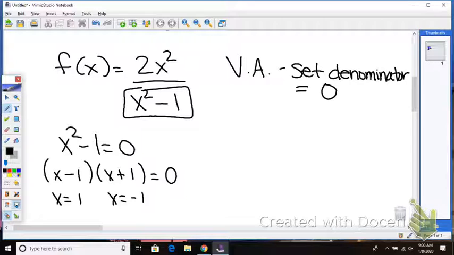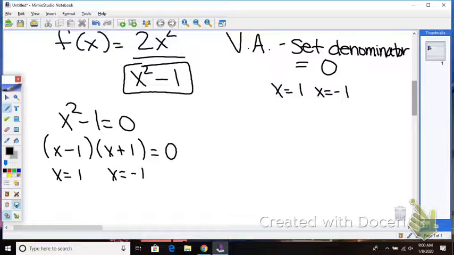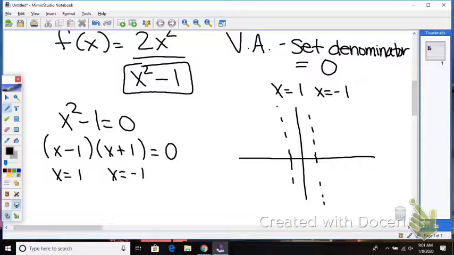So my vertical asymptotes, I actually have two of them. I have x equals 1 and I have x equals negative 1. So if I was to graph this, I would have a dotted line going straight up and down at 1, and a dotted line going straight up and down at negative 1. It's where the graph is not going to get. It's going to get close to it, but it's never going to get there.